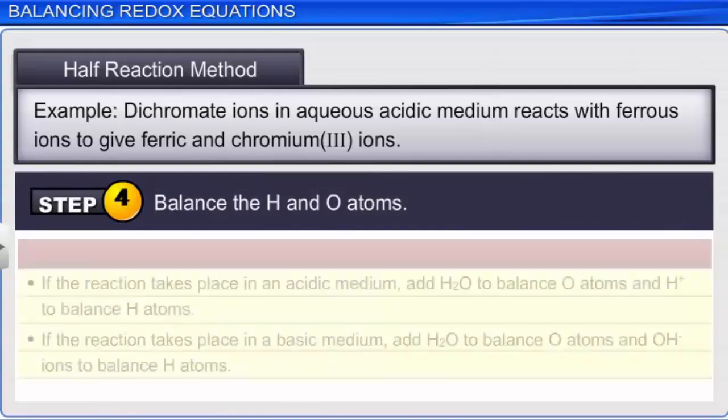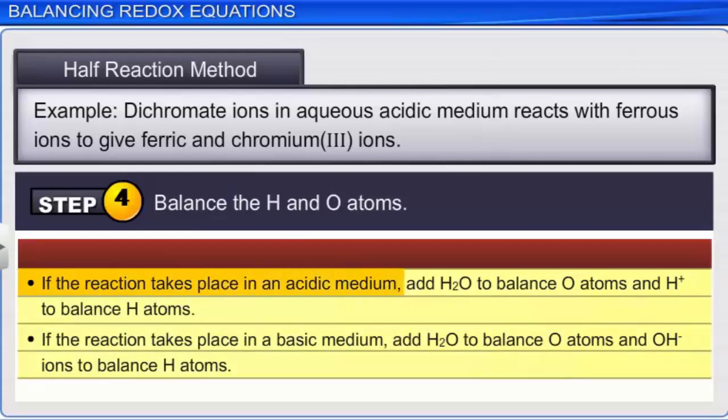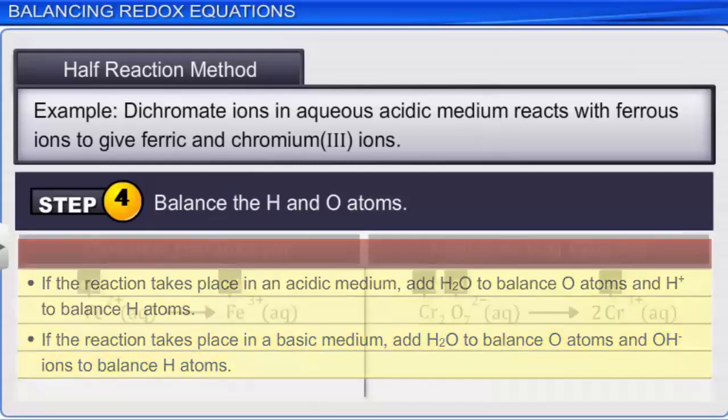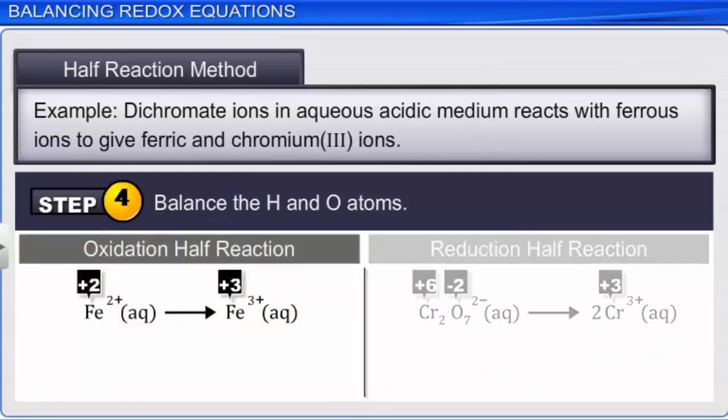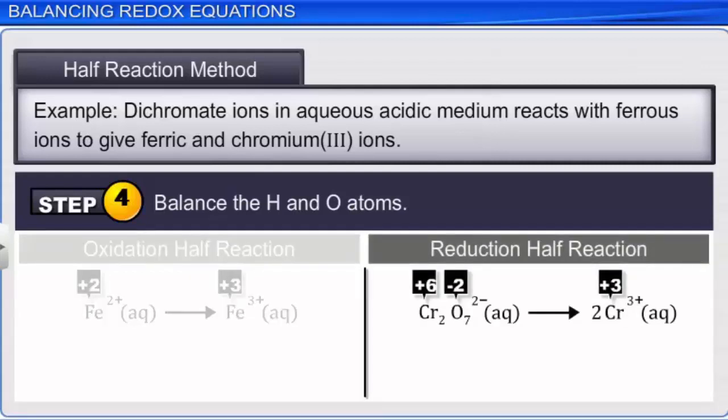If the reaction takes place in an acidic medium, add H2O to balance O atoms and H plus to balance H atoms. If the reaction takes place in a basic medium, add H2O to balance oxygen atoms and OH minus ions to balance hydrogen atoms. In this case, in the oxidation half, there are neither oxygen nor hydrogen atoms. But in the reduction half, you can see that there are 7 oxygen atoms on the left-hand side, but no oxygen atom on the right-hand side.